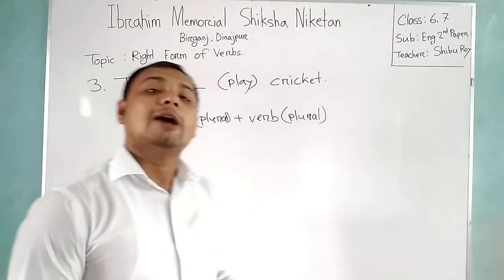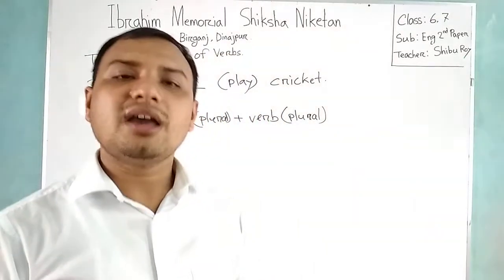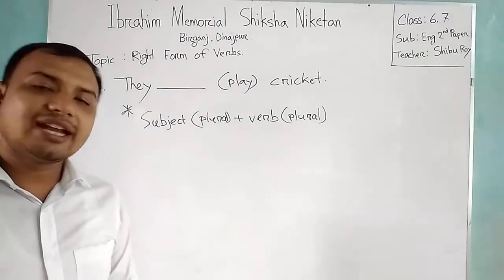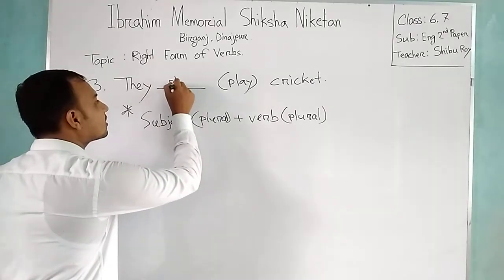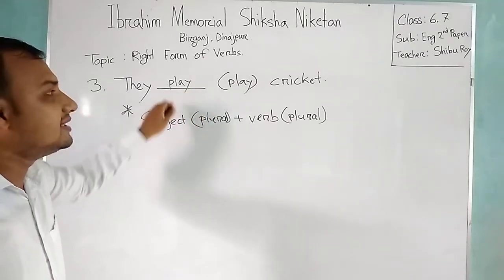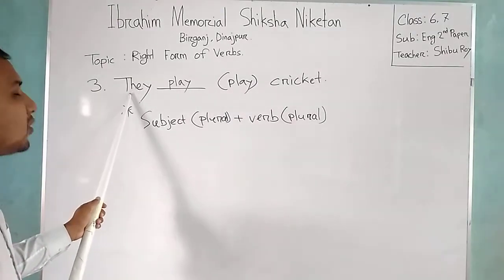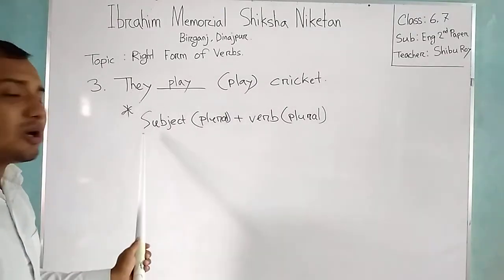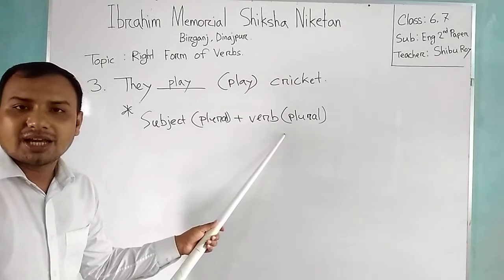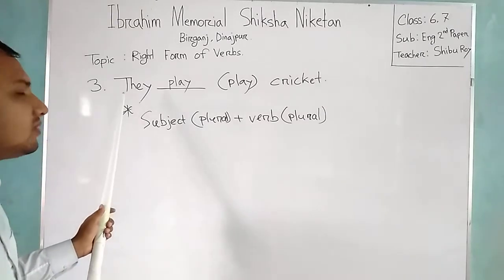We know that the verb's base form is the plural form. So play is here in the base form. So we know that play is a plural verb, and we need not make any change here. They play cricket. We just put here they, as we know that if the subject is plural, then the verb will be plural. You understand it? Hope you write it down.